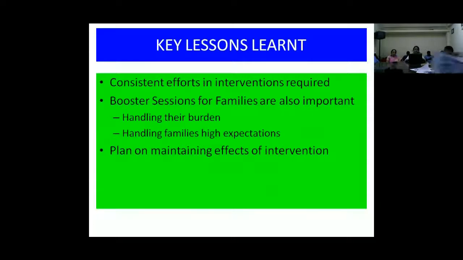Key lessons learned: the process is slow and we have to make continuous efforts. The sessions with the family are also very important.